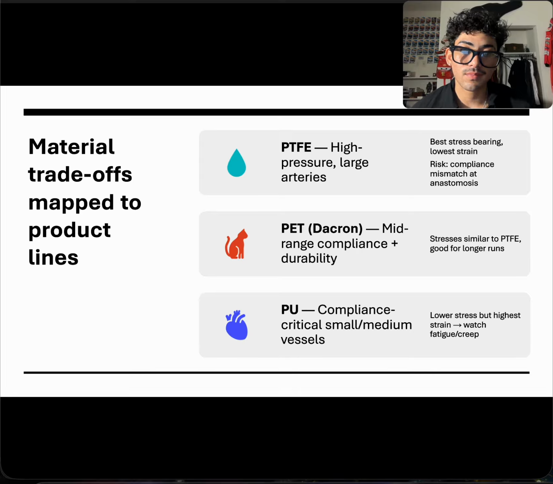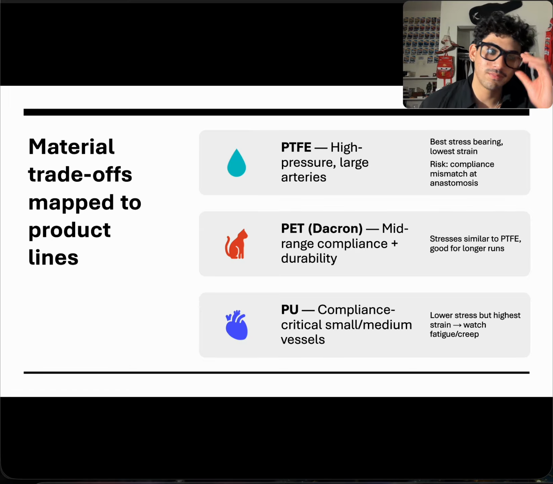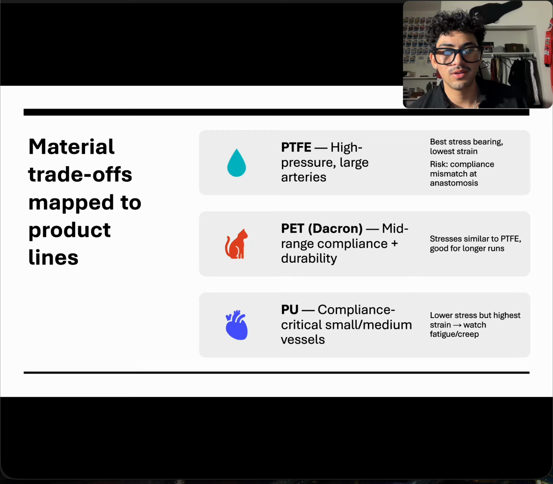Economically speaking, and from a regulatory standpoint, PTFE and PET currently offer the best balance of manufacturability, cost, and mechanical reliability, while polyurethane, on the other hand, is promising but would require more durability validation.